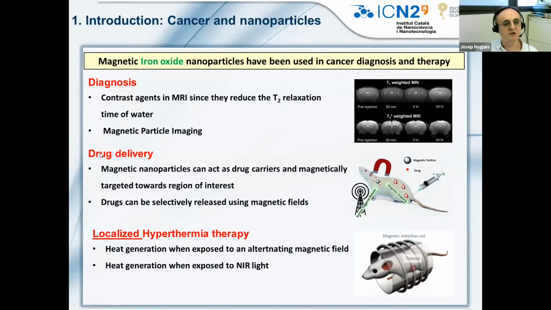You can also use them in drug delivery, where you can attach drugs to the nanoparticles and then guide them using magnetic fields. Another topic that's very popular nowadays is localized hyperthermia using iron oxide nanoparticles. Most of the studies have been done using magnetic fields, like I show here, but you can also use iron oxide nanoparticles with light to induce hyperthermia, as I will show you later.